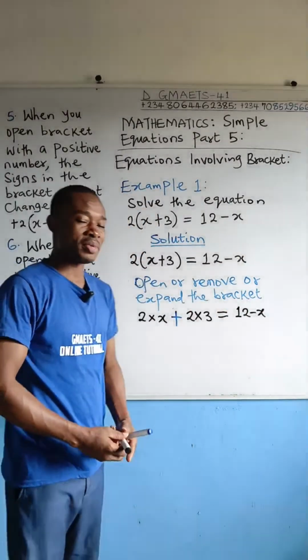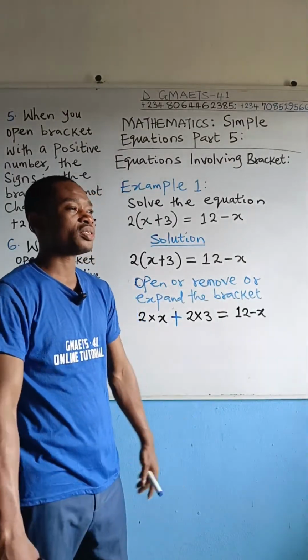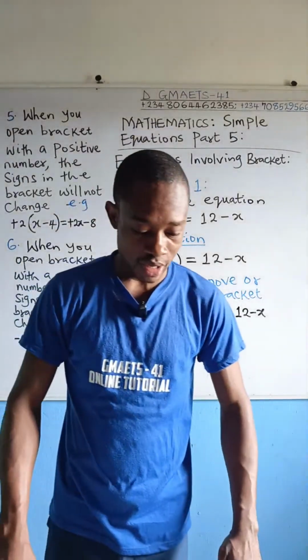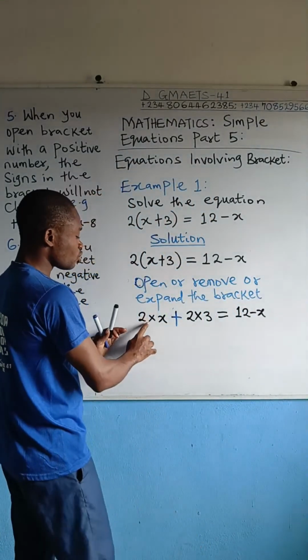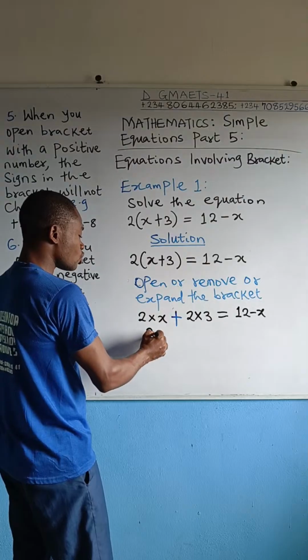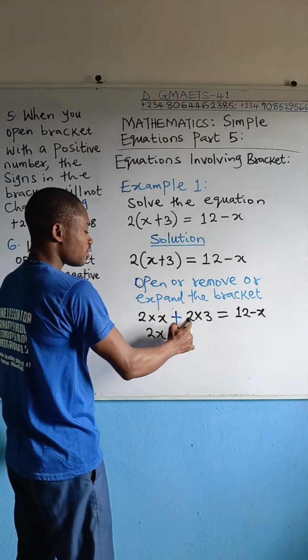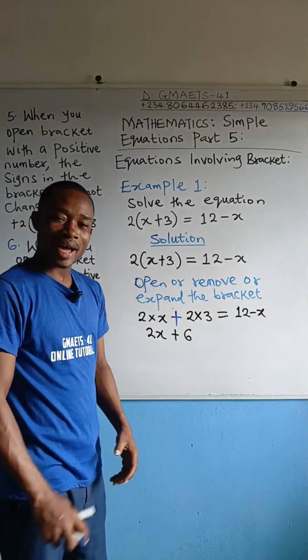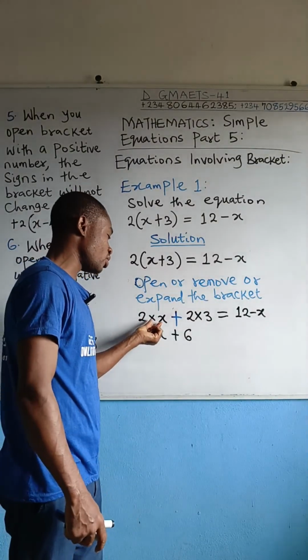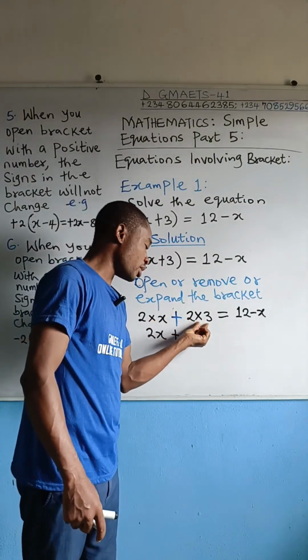See, I'm taking my time on this first question, even the second question, so you understand how the bracket is being removed, how we expand. Okay, so from here, 2 times x will give us 2x, plus 2 times 3 will give us 6. You use your BODMAS. You have to do multiplication first. So you do this multiplication, you do this multiplication.